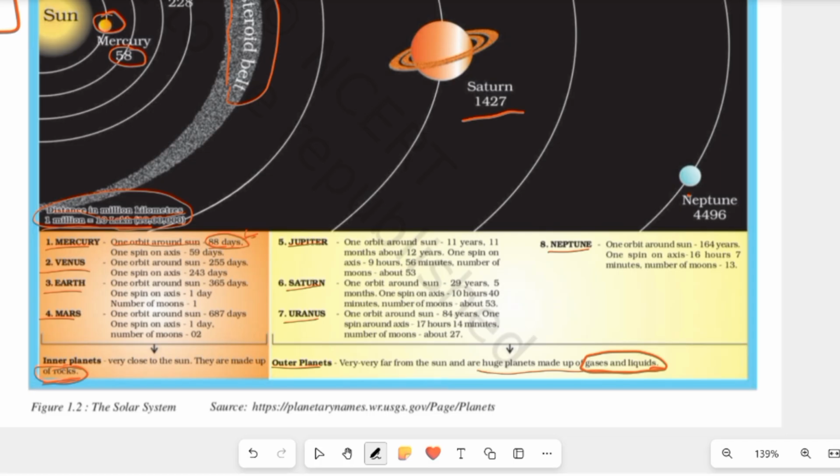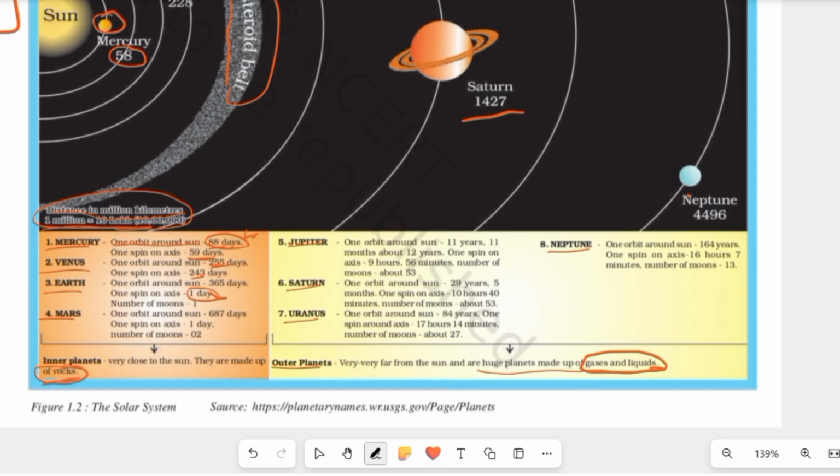Then on its axis, it rotates in almost 59 days. One spin, that is the rotation of Mercury, takes 59 days, because it moves fast to revolve around the Sun, so it takes a long time to rotate on its axis. And Venus will take 255 days for one orbit, and one spin takes 243 days. And our Earth, one day is known as what?